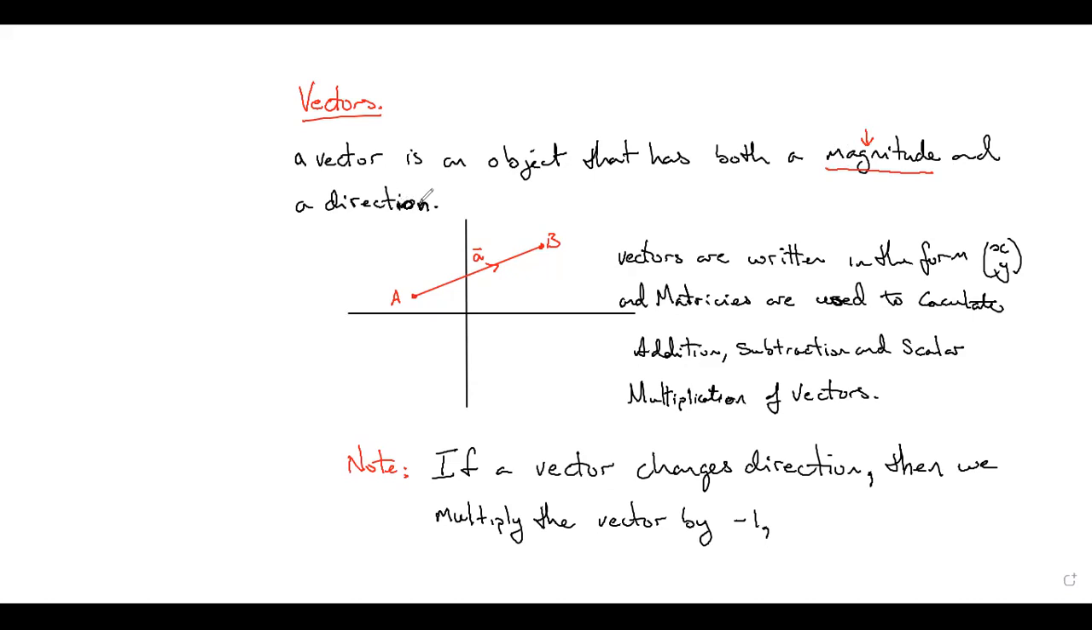What does magnitude mean? It means size. It has a size. And when it means size, it's really a length, right? So magnitude really means the length of the line or the length of the vector. And what does direction mean now? The direction is really the x and y value in the matrix form.